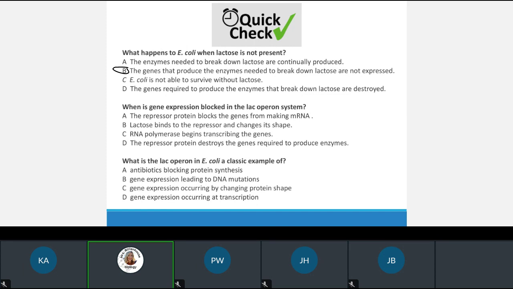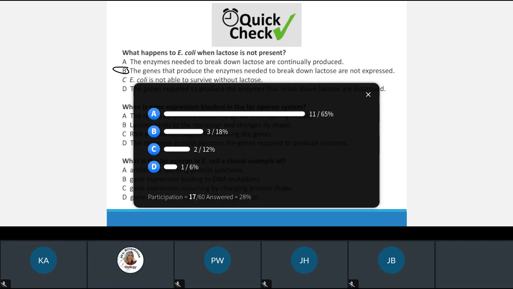Number 2, when is gene expression blocked in the lac operon system? Is it when the repressor protein blocks the genes from making mRNA? When lactose binds to the repressor, RNA begins transcribing genes? The repressor protein destroys the genes to produce enzymes? Yes, it is A.